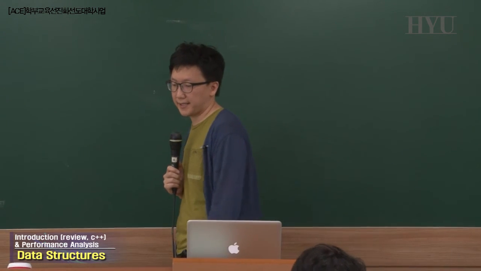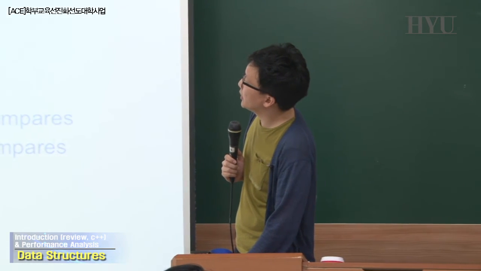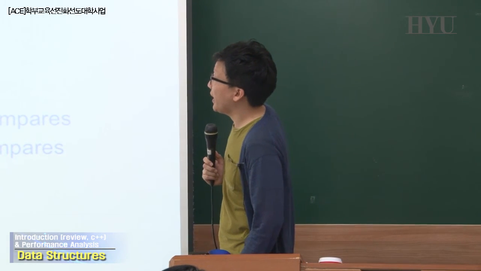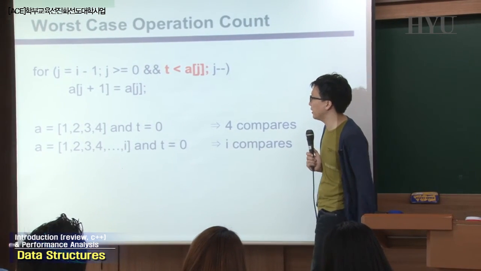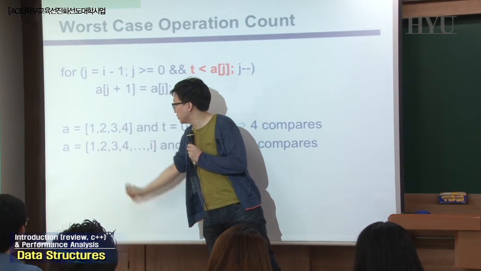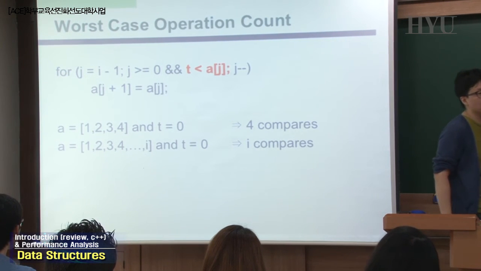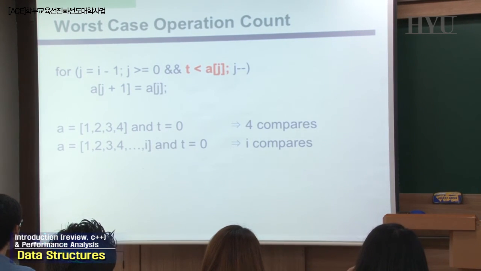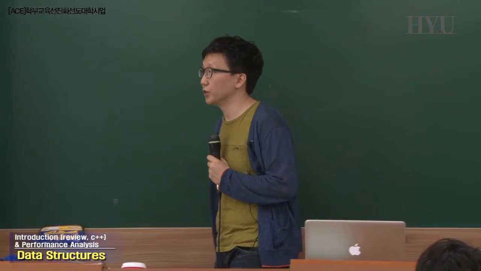So in this case, for i, j, and so on. If A is 1, 2, 3, 4 and T is 0, the value being compared is T, which is 0. 0 is less than 1, 0 is less than 2, 0 is less than 3, 0 is less than 4. That's 4 comparisons being done. Likewise, it's i comparisons for a single insertion. Right?